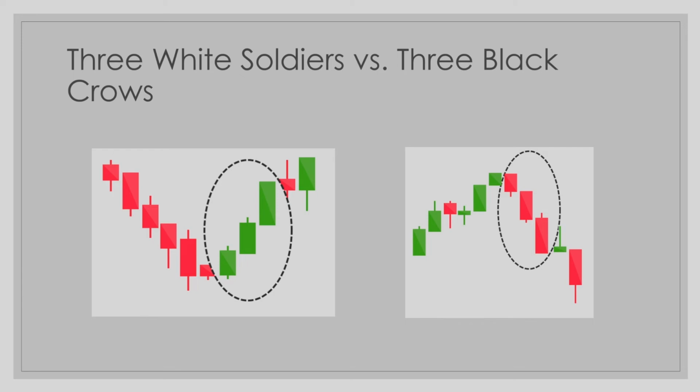Now that that's out of the way, the three white soldiers or three green soldiers pattern is an indication of a reversal upwards. The three white soldiers follows a move downwards and is identified by three consecutive large green candles. The three black crows, on the other hand, follow a run upwards, indicating a direction change downwards. Three black crows are identified by three consecutive large red candles.